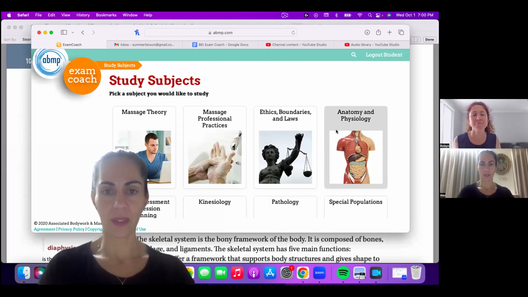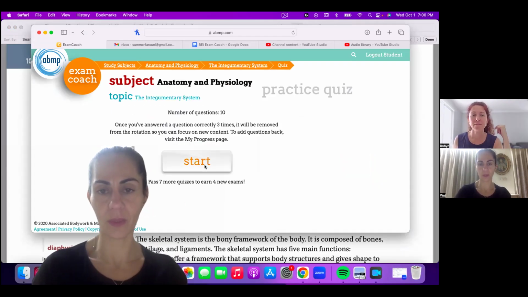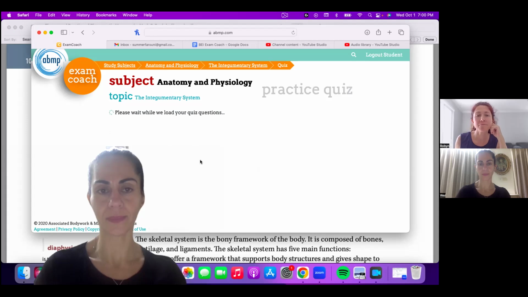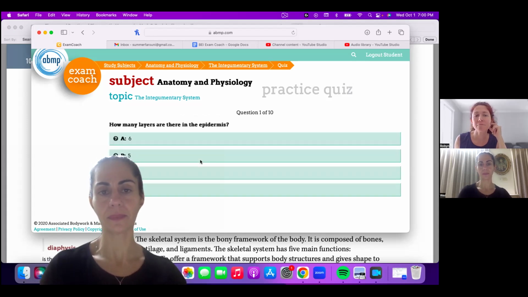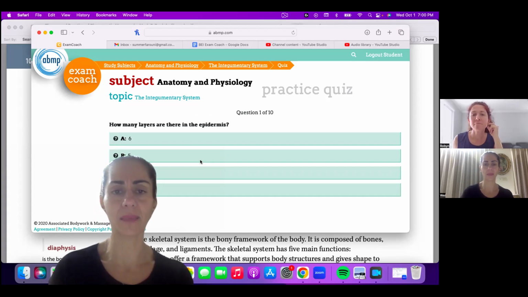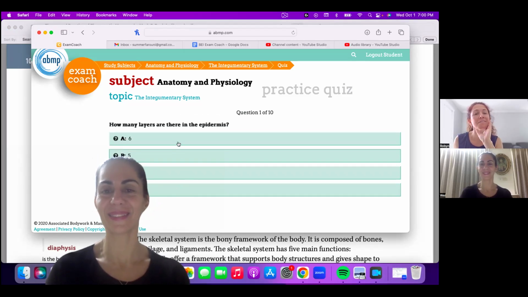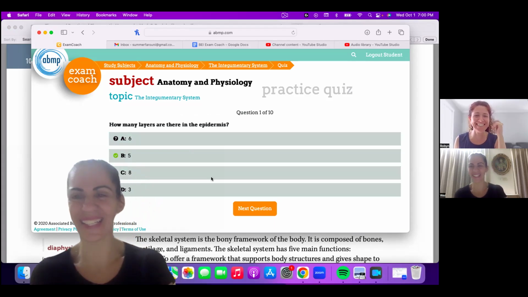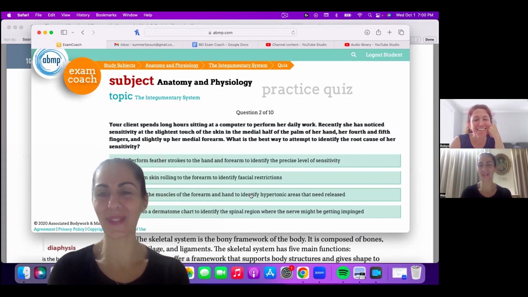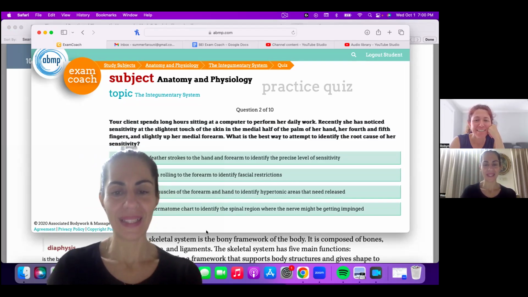Alrighty, integumentary system. Let's do a couple quizzes. How many layers are there in the epidermis? Five or six. It must be 5 because you're taking too long to answer. It's five. Okay. Let's go to the next one.